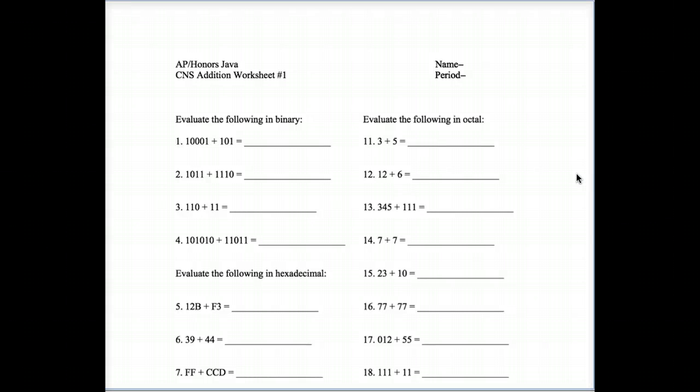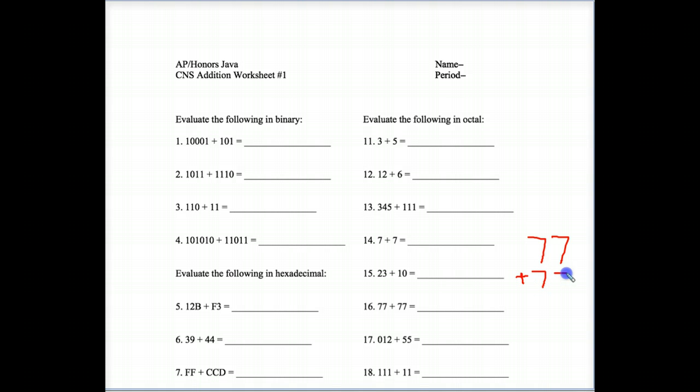Let's do some problems from CNS Addition worksheet number 1. Let's start with an octal problem. Let's do the number 167 plus 77. Lining up the numbers that we're adding, just like you do in conventional decimal math.